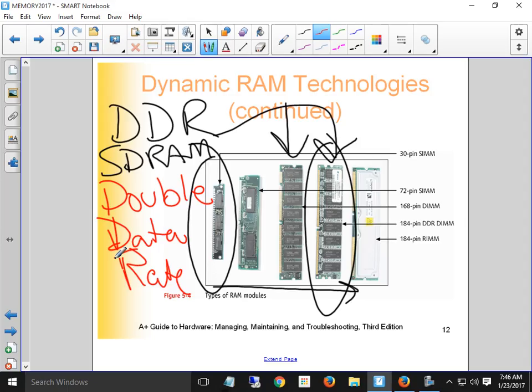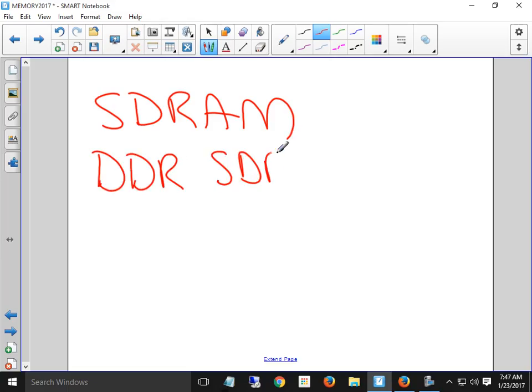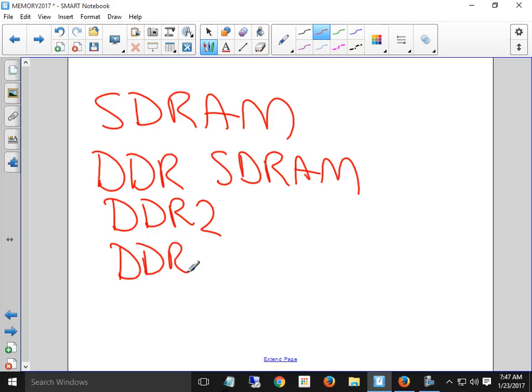So we went from SDRAM, which stands for synchronized dynamic random access memory, to DDR SDRAM. The DDR stands for double data rate. And then, to differentiate, it just became the second generation of DDR, or DDR2, and then the third generation of DDR, or DDR3, and right now we're on the 4th generation of DDR, or DDR4. It doesn't mean 2 times faster than that, and 3 times faster than that, it's just generations.